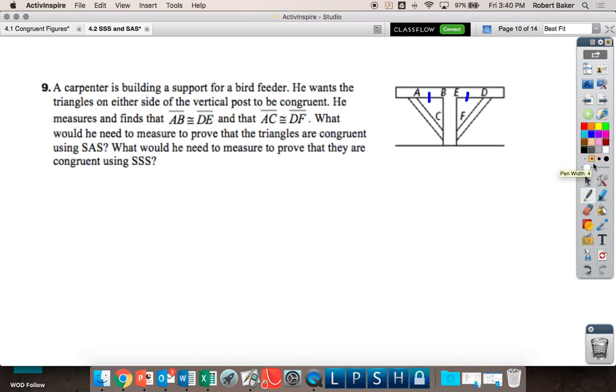He also measured with the tape measure, found the length, and found that AC and DF are congruent. What else would he need to prove the two triangles are congruent by the side shortcut? Which two angles? B and E angles. B and E would be the ASS shortcut, because the A is not between the two sides. We need angle A and angle D. That would be the SAS shortcut.